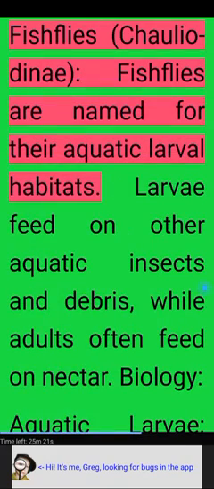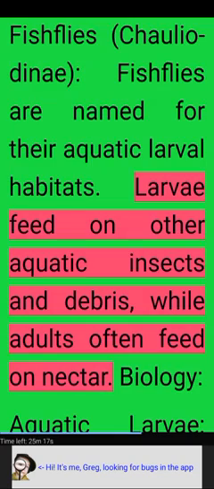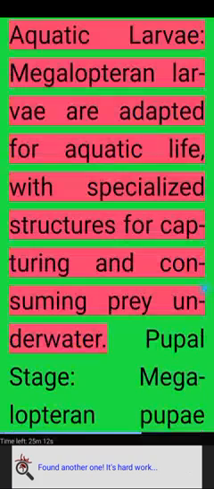Fish flies, Chauliodinae. Fish flies are named for their aquatic larval habitats. Larvae feed on other aquatic insects and debris, while adults often feed on nectar. Biology.